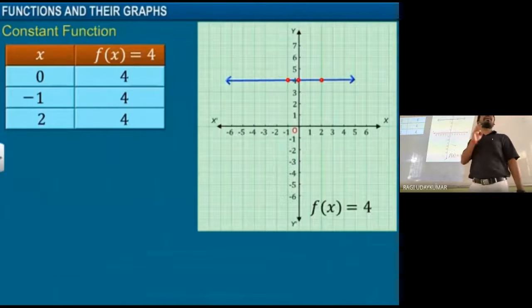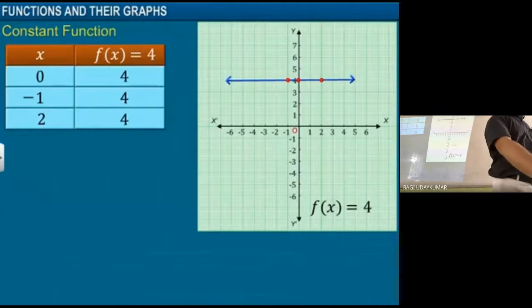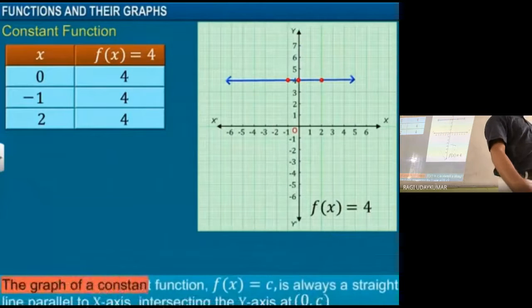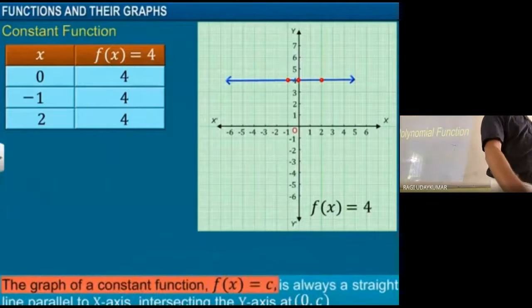Why? Because all are having the same y coordinate: 0, 4, 2, 4, -1, 4. Like that, all are having the constant. The graph of this constant function is always a straight line parallel to the x-axis.